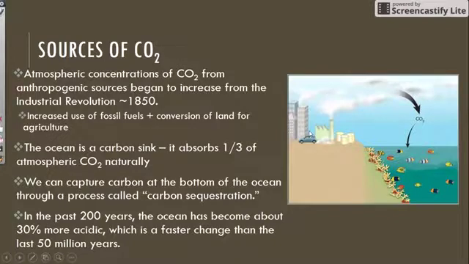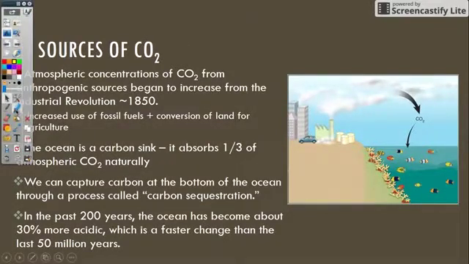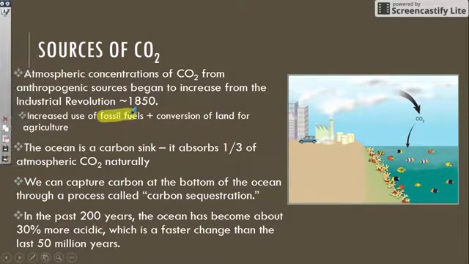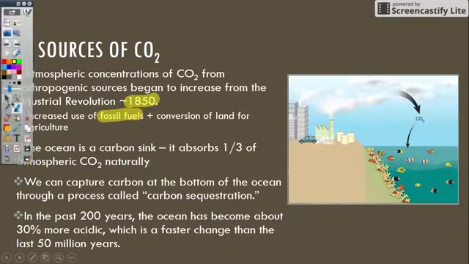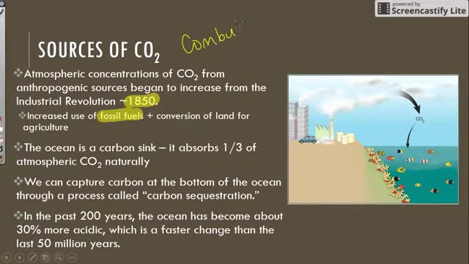Sources of CO2. Well, up until 1850, we were doing fine with CO2, and then we found these awesome things called fossil fuels. And you guys are experts on fossil fuels now. Our coal, oil, and natural gas industries were booming, and we decided that this was a great thing to burn. And remember that combustion will give off your CO2. So whenever we burn our fossil fuels, we are going to release carbon dioxide into our atmosphere.